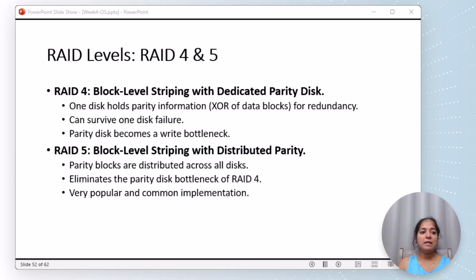On the other hand, RAID 5 is block level striping with distributed parity. It gives you a balance of speed plus redundancy. Parity blocks here are distributed across all the disks, so it eliminates the parity disk bottleneck of RAID 4, and it is a very popular and common implementation.